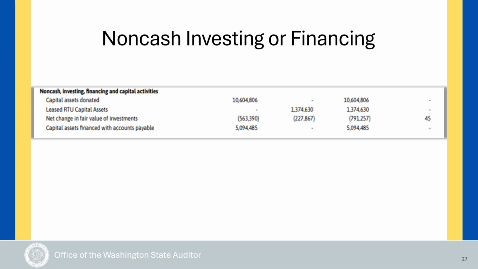As a reminder, the non-cash investing, financing, and capital activities is required for proprietary funds in the cash flow statement. If you have any of these items, please remember to include them. We generally see the capital contributions not tying because the non-cash portion is not being reported.